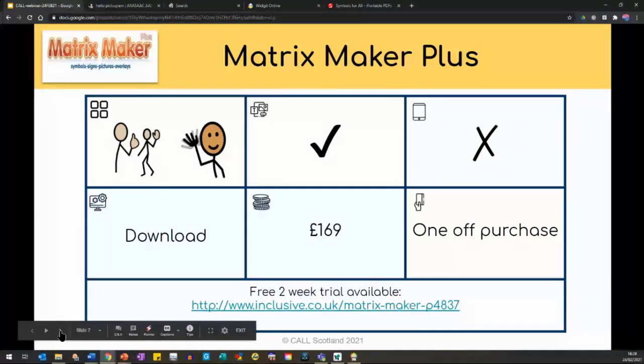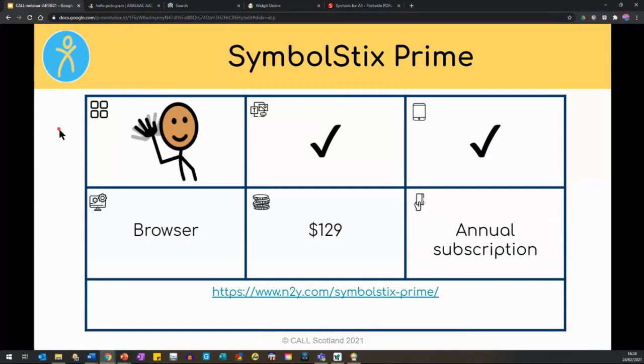The other one that we're not going to look at, again for time reasons, is Symbol Sticks Prime. I just wanted to flag up that is available. That uses purely symbol sticks. It's the people who make symbol sticks who have the website. You can create printed and interactive resources with it. It works in a web browser as well. No need to download the software. It's an annual subscription, and because it's American, it's $129.